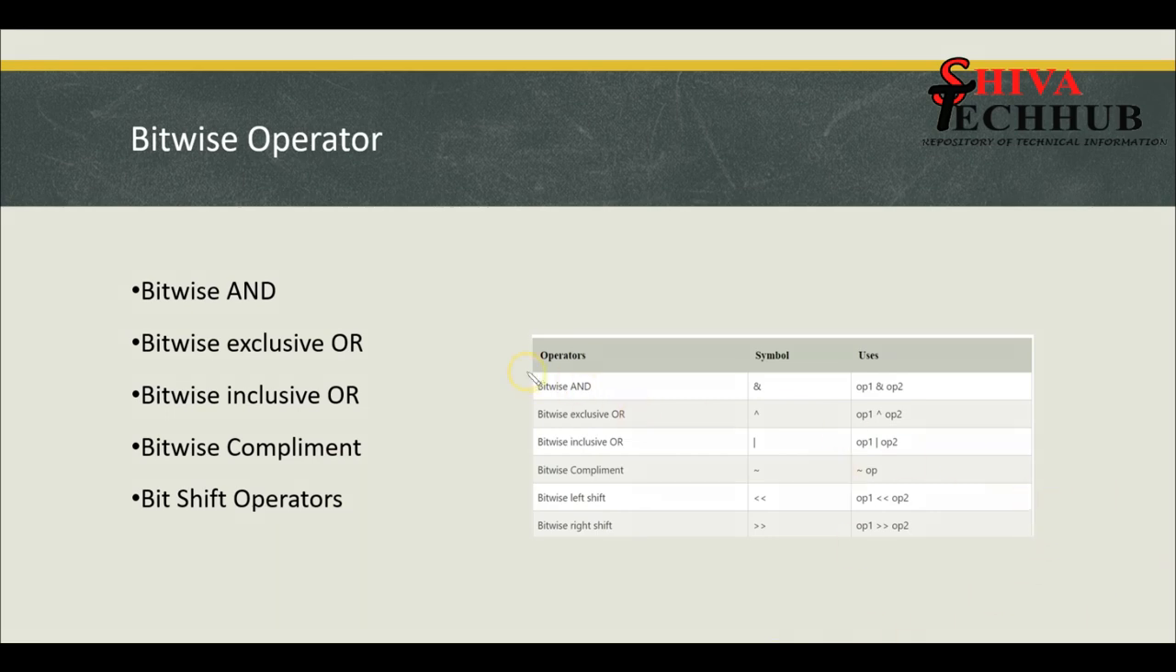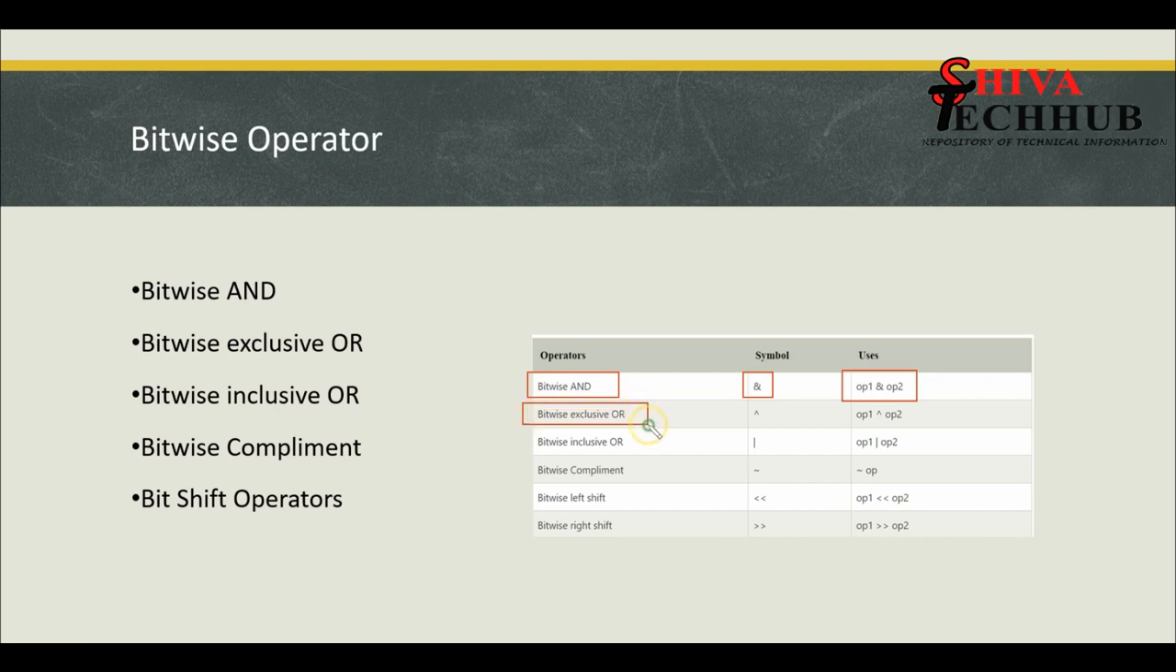So the first operator is bitwise AND. This is the symbol which you use for bitwise AND, and this is how you will be writing the syntax: first variable, AND operation, second variable. Let us also try to understand with an example in the coming slides how this can be performed. But for now, let us understand what the different bitwise operators are.